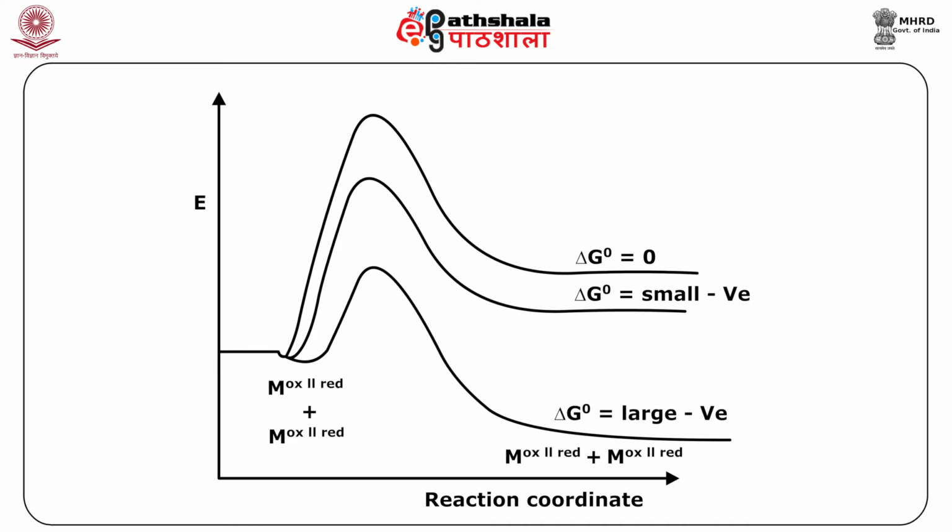But when they come close together, there are three possible values of change in free enthalpy. Delta G0 could be 0, or small negative, or large negative. If the electron transfer or the formation of the ultimate product is quite feasible, delta G0 will be large negative. If the system is a bit favorable, delta G0 will be small negative, and if the system is in equilibrium, delta G0 is absolutely 0.